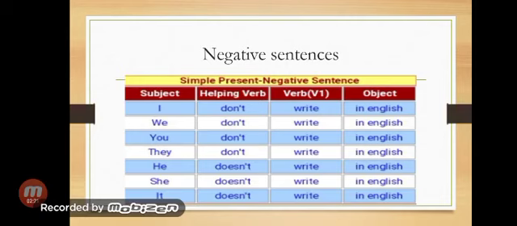In negative sentences: I don't write in English. I don't or do not write in English. We don't write in English. You don't write in English. They don't write in English. He does not or he doesn't write in English. She doesn't write in English. It doesn't write in English. When we use does, we don't use s or es with the verb.